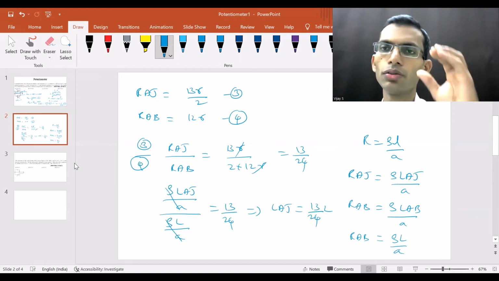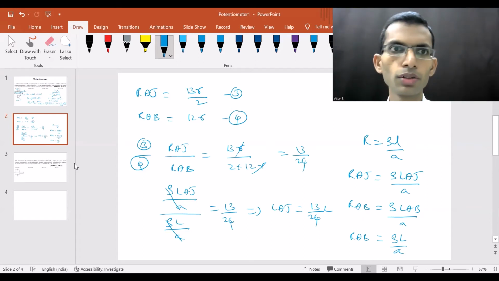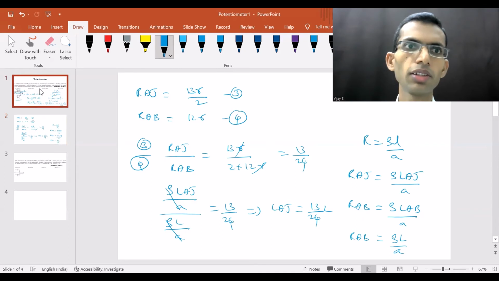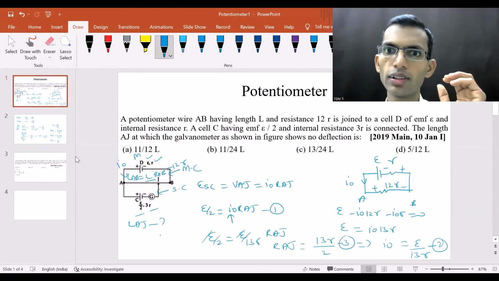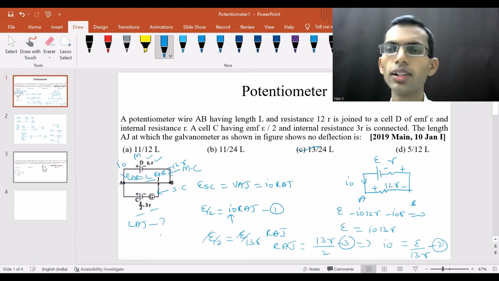So we got LAJ as 13L by 24. Which option is satisfying? Let us see. Option C is the correct answer. Let us see the next question.